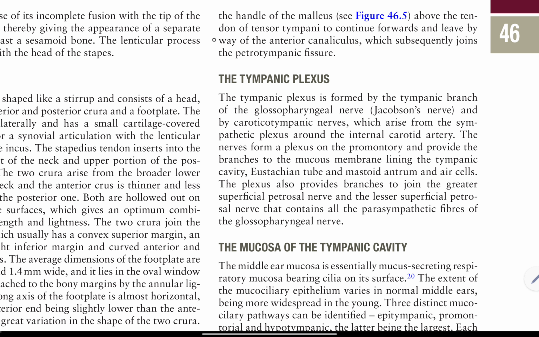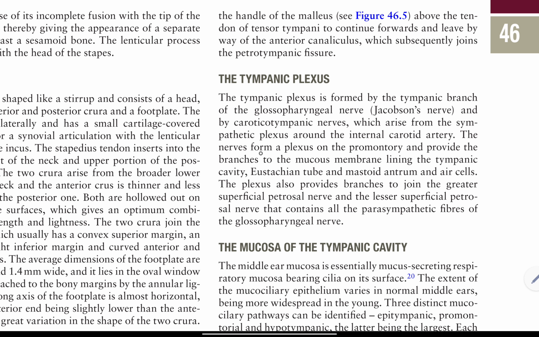The tympanic plexus. The tympanic plexus is formed by the tympanic branch of the glossopharyngeal nerve, Jacobson's nerve, and by caroticotympanic nerves, which arise from the sympathetic plexus around the internal carotid artery. The nerves form a plexus on the promontory and provide branches to the mucous membrane lining the tympanic cavity, eustachian tube, and mastoid antrum and air cells. The plexus also provides branches to join the greater superficial petrosal nerve and the lesser superficial petrosal nerve that carries all the parasympathetic fibers of the glossopharyngeal nerve.